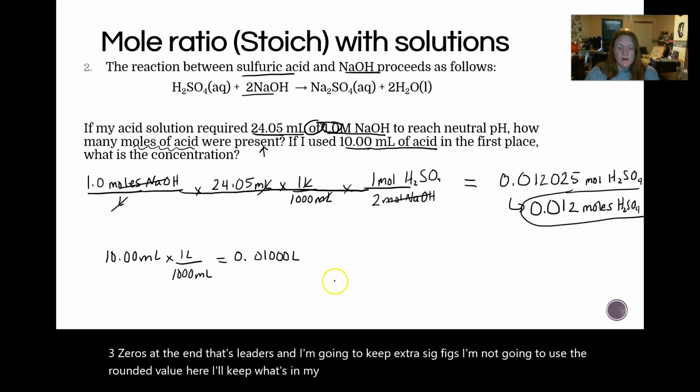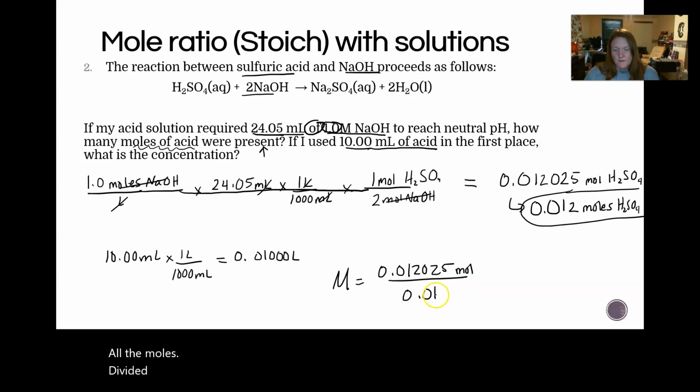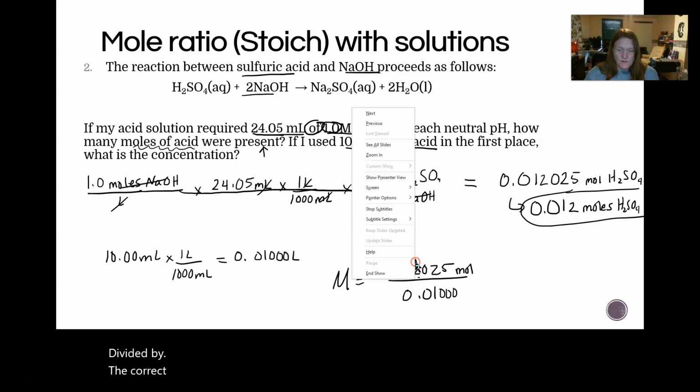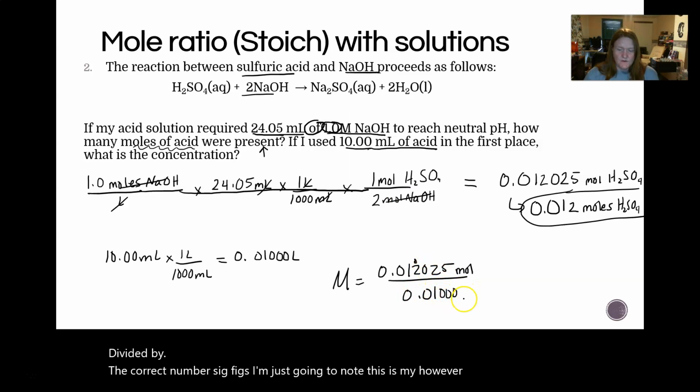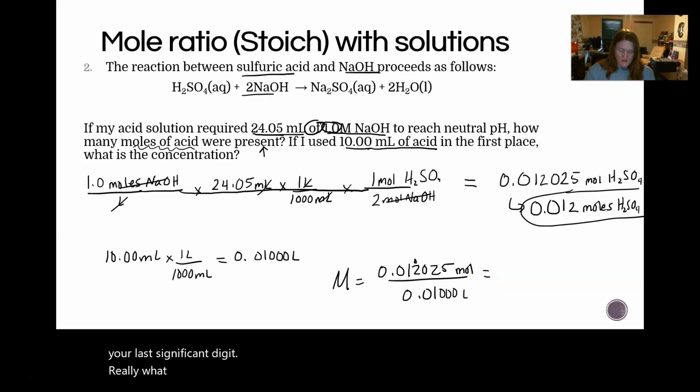So what I'm actually going to enter is that the molarity equals all the moles divided by the correct number of sig figs. I'm just going to note this is your last significant digit. All right. Really what I put in the calculator is divided by 0.01. And we get 1.2025. If I round that to my 2 sig figs, it'll just be 1.2. My unit is molarity, and the chemical there is H2SO4.